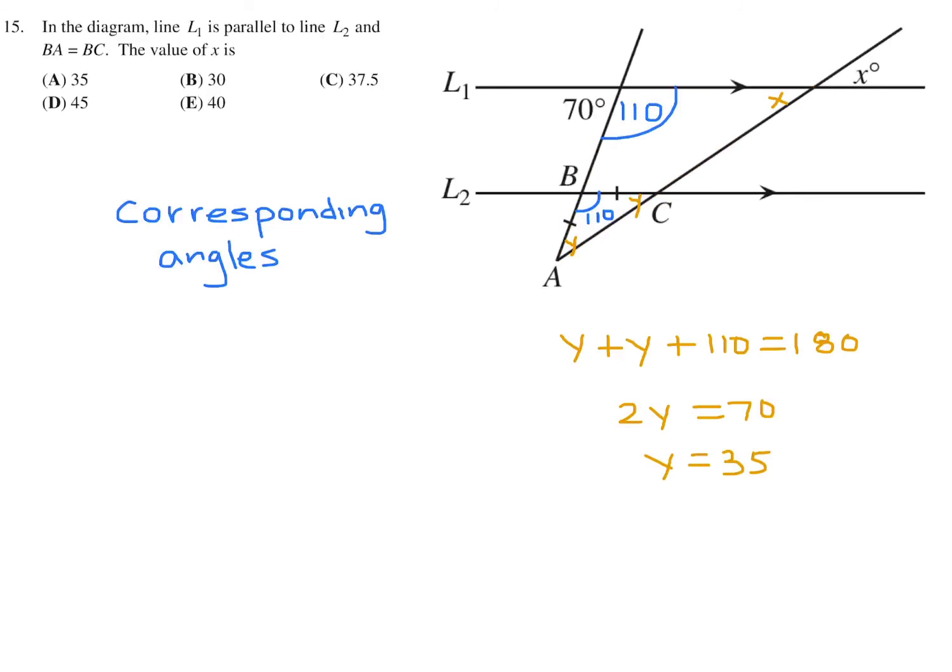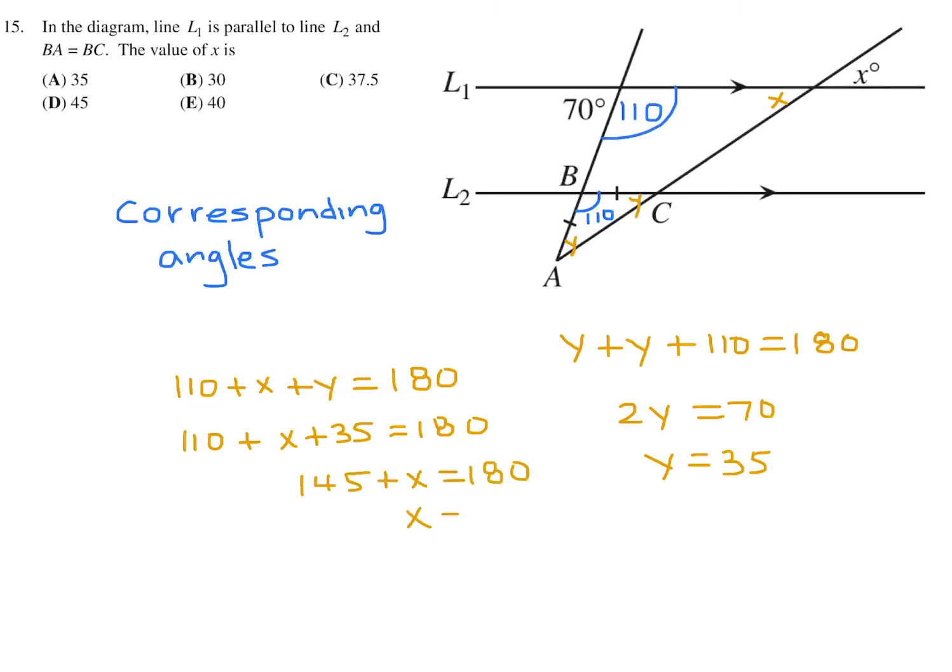The sum of the angles will be 180. So 110 plus x plus y is 180. Y we know is 35. So 110 plus x plus 35 is equal to 180. So we got 145 plus x is 180, and therefore x is equal to 35. So 15, the answer is A.